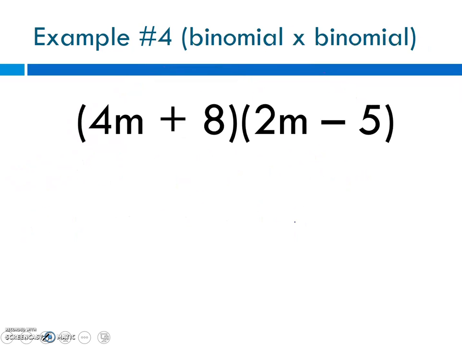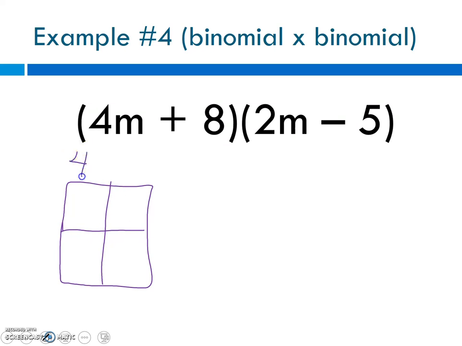Once we get things a little bit larger like this, that's when we're going to start using a different method called the box method. And it's very simple. All right, what we're going to do is we're going to create a box. That's the size that we have here. Now we have two binomials, so that means we're going to do a 2 by 2. You're going to choose one of them to go at the top, so I have 4m, and then I have the positive 8, and then the other one's going to go along the side. So 2m and a negative 5.